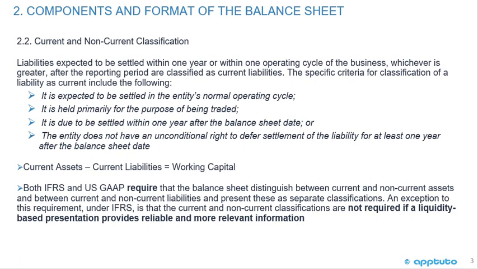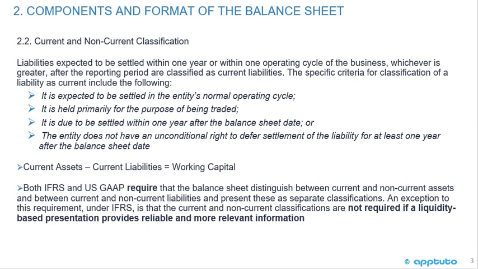1, it is expected to be settled in the entity's normal operating cycle. 2, it is held primarily for the purpose of being traded. 3, it is due to be settled within 1 year after the balance sheet date. Or 4, the entity does not have an unconditional right to defer settlement of the liability for at least 1 year after the balance sheet date. So current assets minus current liabilities equals working capital. I just put that in as a quick reminder.